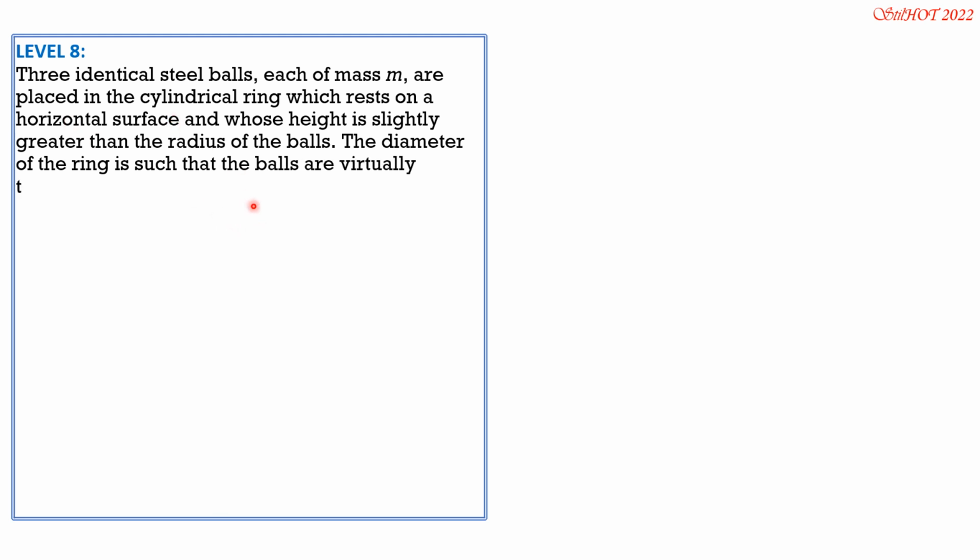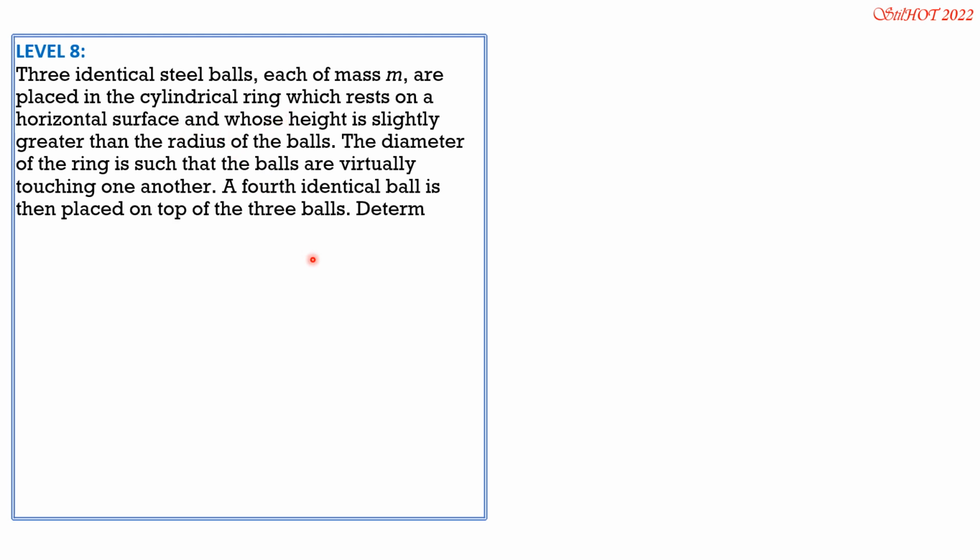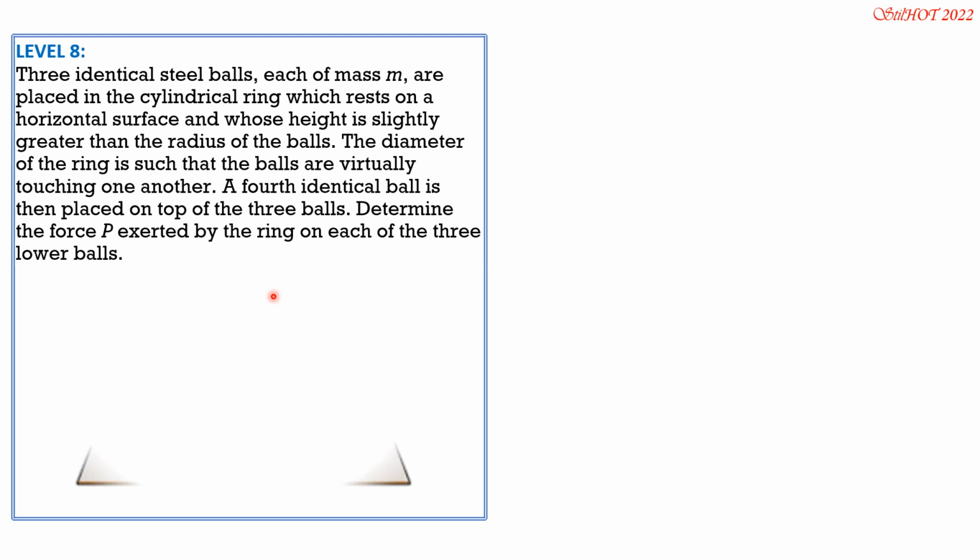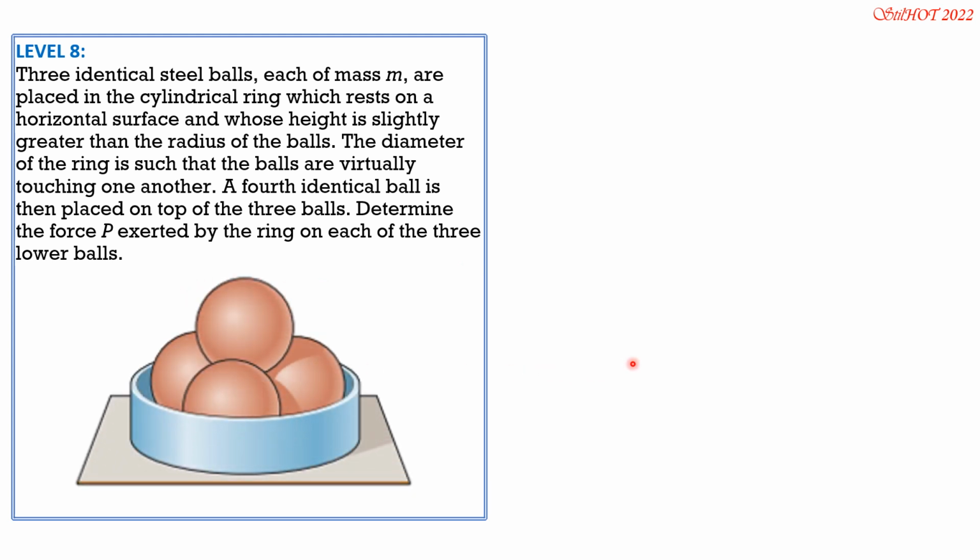3 identical steel balls, each of mass m, are placed in the cylindrical ring which rests on a horizontal surface and whose height is slightly greater than the radius of the balls. The diameter of the ring is such that the balls are virtually touching one another. A fourth identical ball is then placed on top of the 3 balls. Determine the force P exerted by the ring on each of the 3 lower balls. So this is the figure.